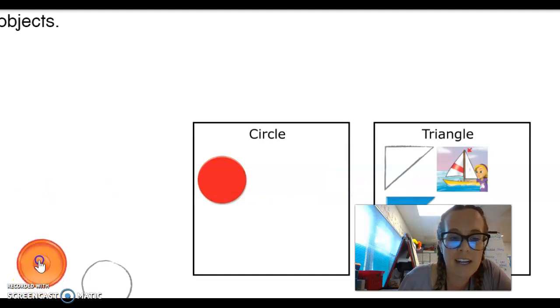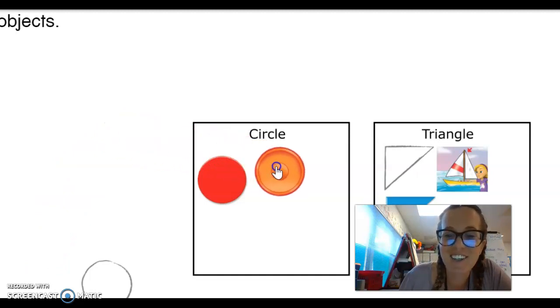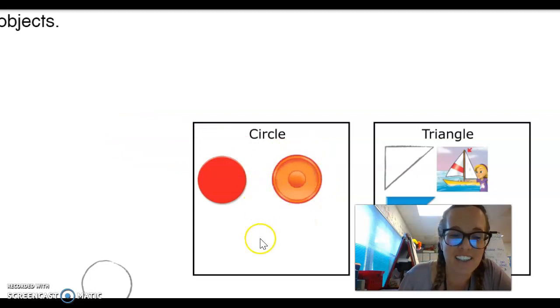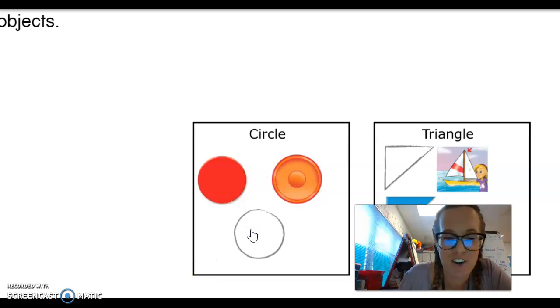Oh, here's our flying disc from yesterday. What shape was our flying disc? A circle, you're right. There are no sides and no vertices. Oh, and we've got one more. Again, no sides and no vertices, so it must be a circle.